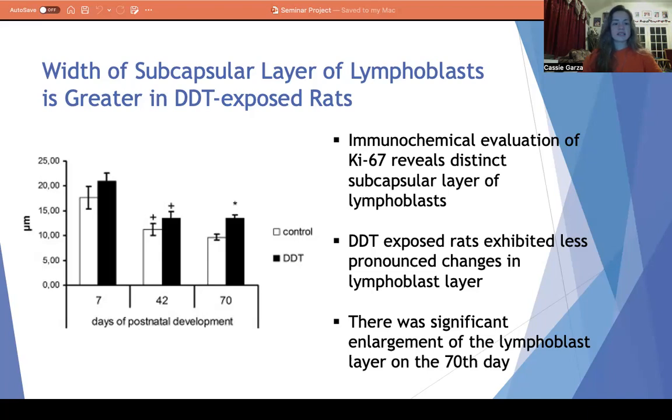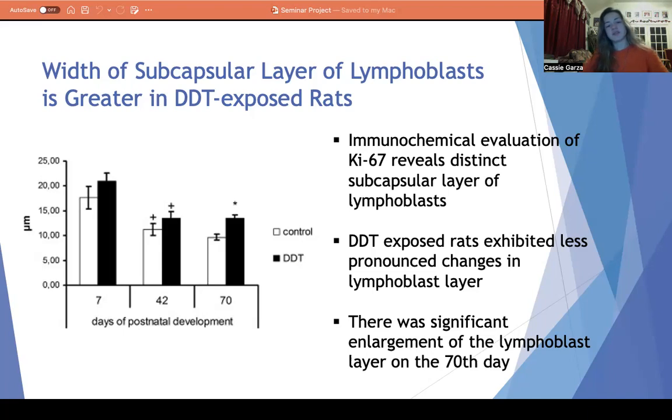So the x-axis, if you look here, is going to be the same: the 7th, 42nd, and 70th days of development. The y-axis here is the measurement in micrometers of the width of the subcapsular layer of the excised thymuses. If we look at the 7th day, the test subjects had a slightly greater width of the subcapsular layer, but the difference between that one and the control is not statistically significant yet. But they are both quite high there.